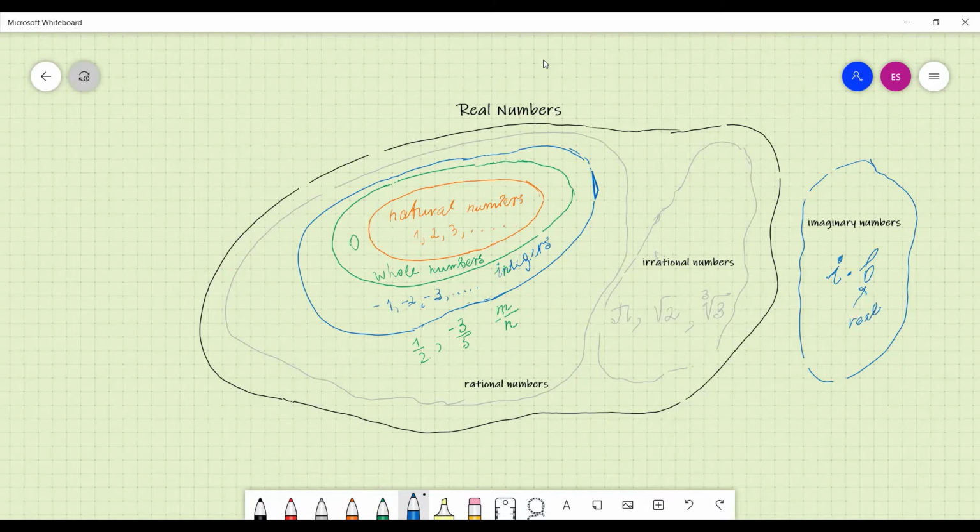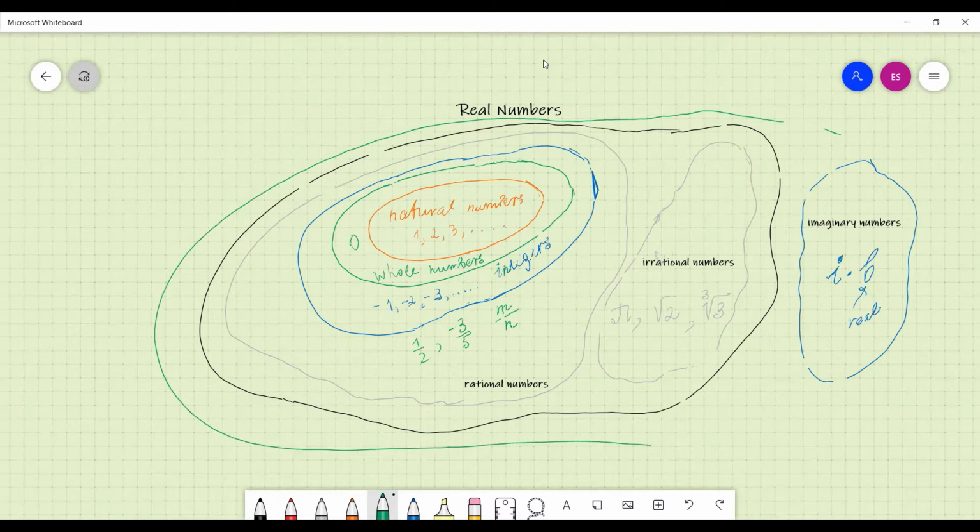Okay, so we are going to unify these two sets into the biggest set we can have, and the biggest set is going to be labeled as complex numbers. You see it's a whole map, and here we are going to have complex numbers.